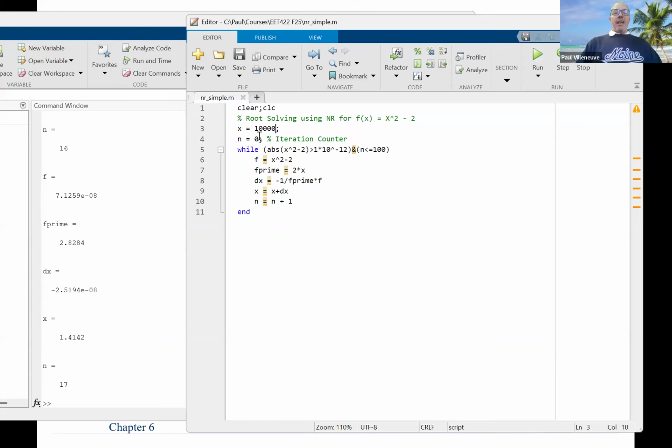What if we started at, whoops, I started at 1,000. That was not the iteration. I guessed 1,000. What if we guessed -1? What do you think will happen with -1? Is that close to the answer of square root of 2?